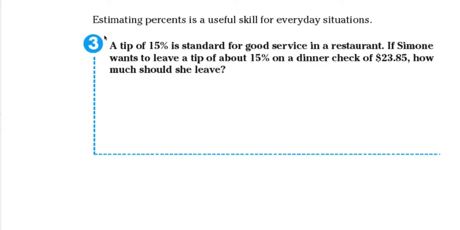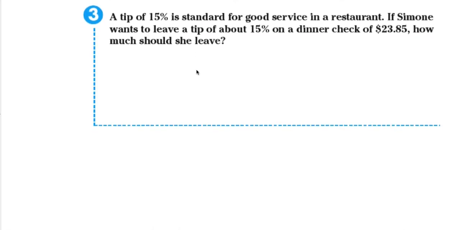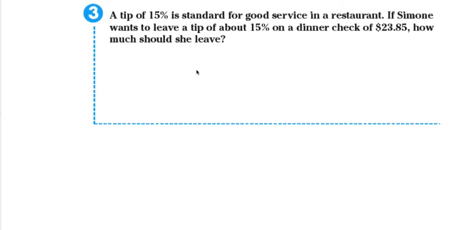Example number 3. Estimating percent is a useful skill for everyday situations, and you can apply this skill right away when you go to a restaurant and you want to give a 15% tip. This is a standard for good service in a restaurant. If Simone wants to leave a tip of about 15% on a dinner check that is $23.85, how much should she leave? So first we need to estimate.